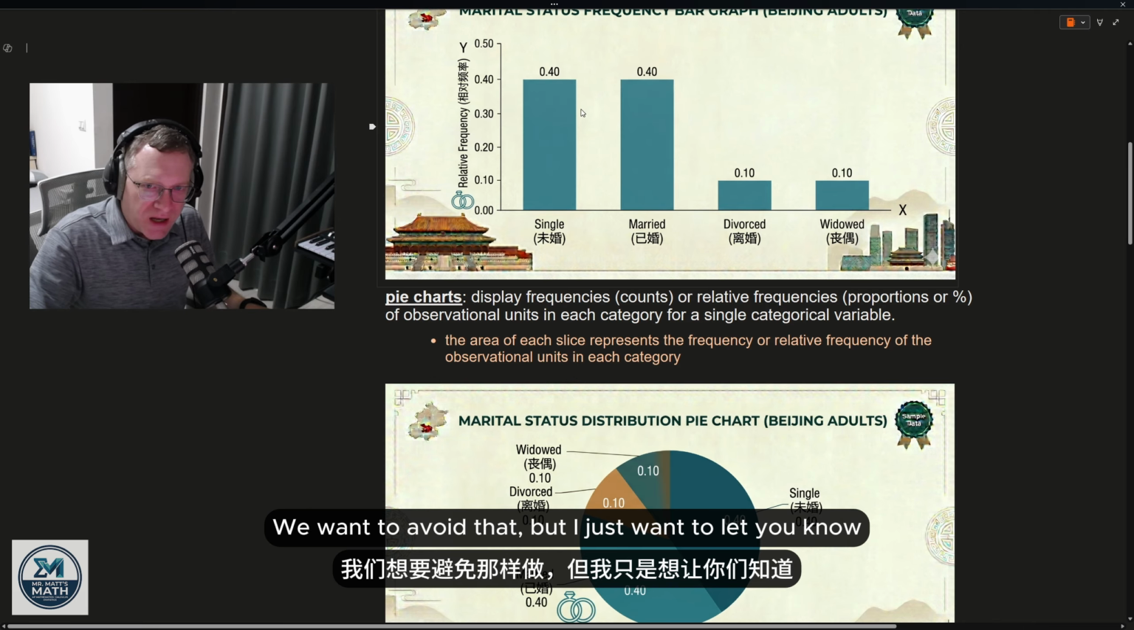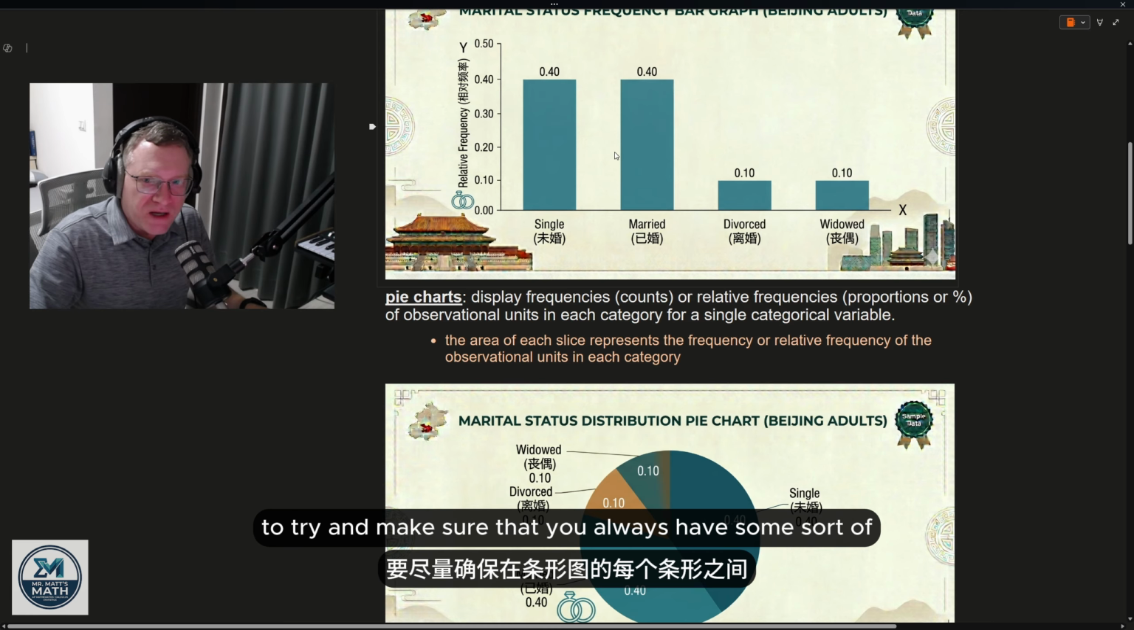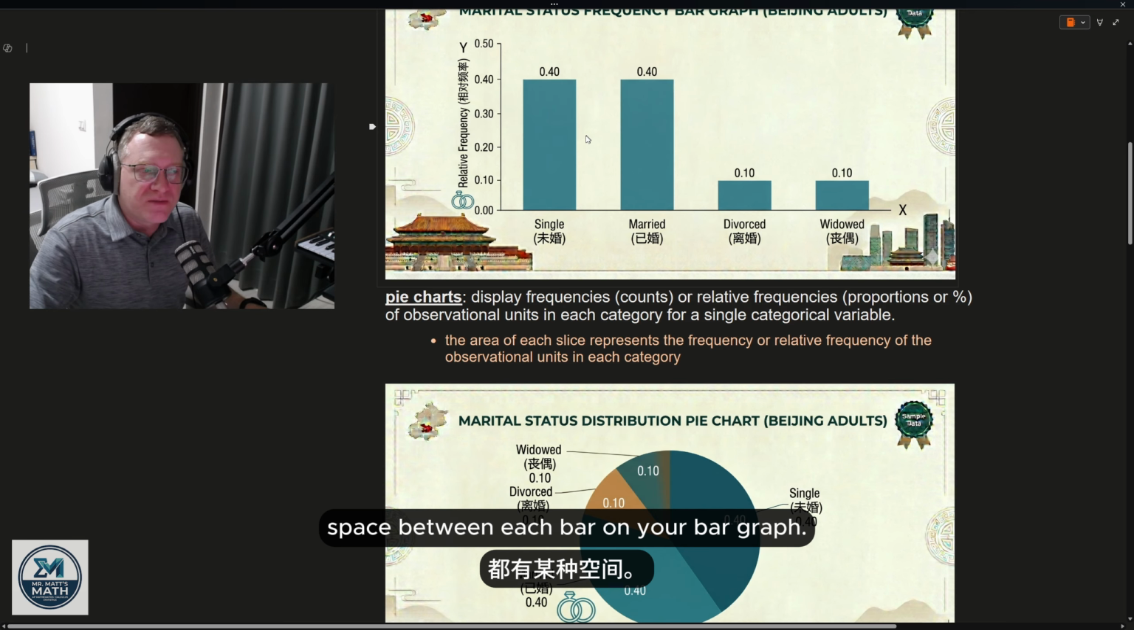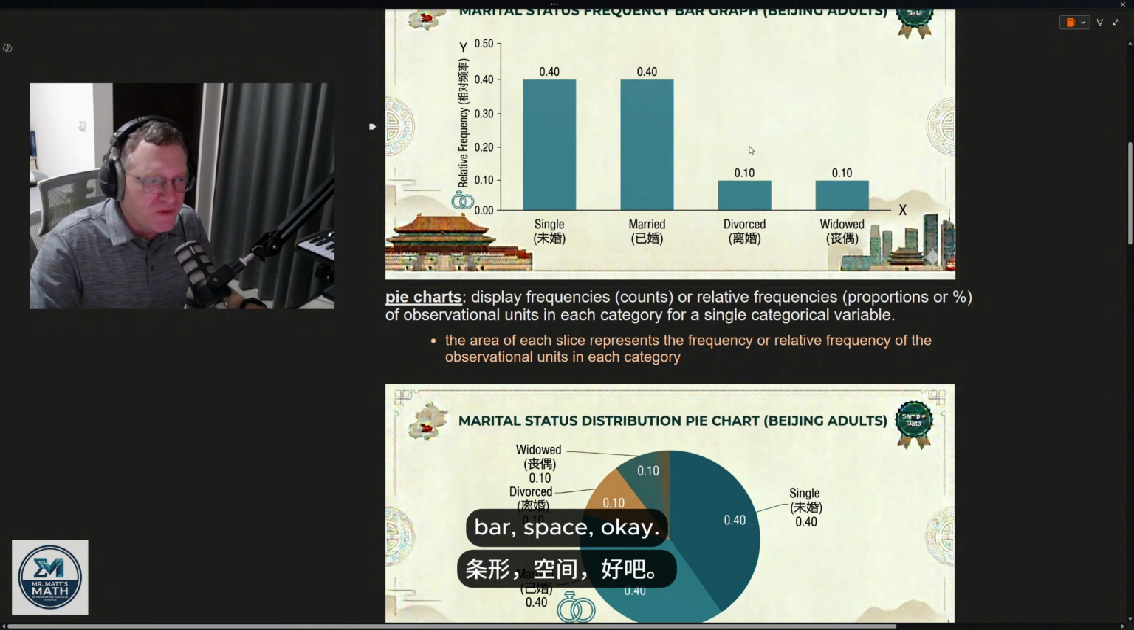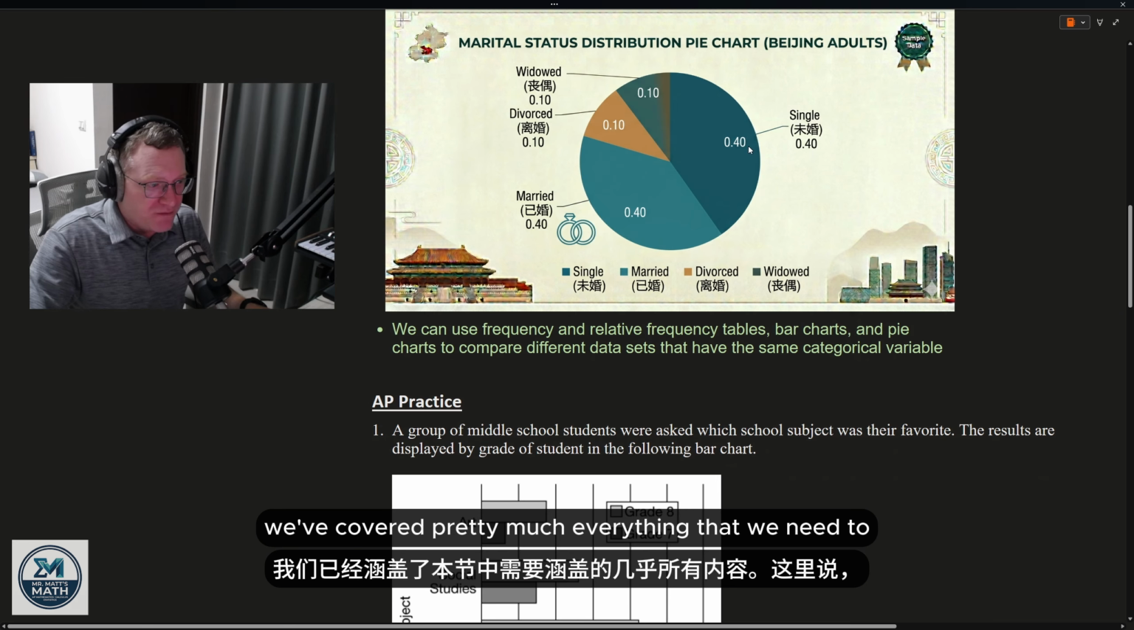But I just want to let you know to try and make sure that you always have some sort of space between each bar on your bar graph. So we have a bar, space, bar, space, bar, space. Okay? All right. Now, we've covered pretty much everything that we need to in this section.